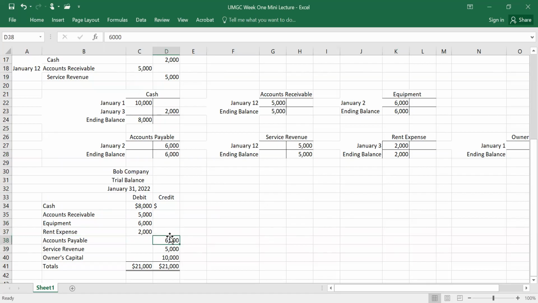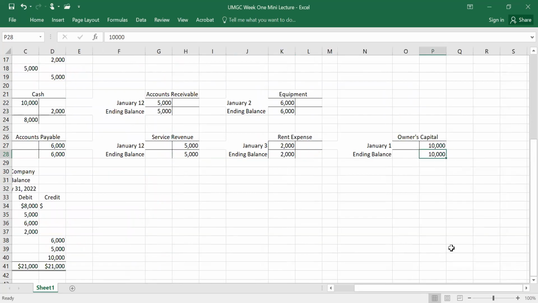Remember, all these accounts were debited, so they're showing in the debit side. The rest of the accounts, their normal balances, are credits, so they're going to show up as the credit side. So again, I just transferred down my accounts payable 6,000, transferred down my service revenue for 5,000, transferred down my owner's capital, which is here for 10,000.